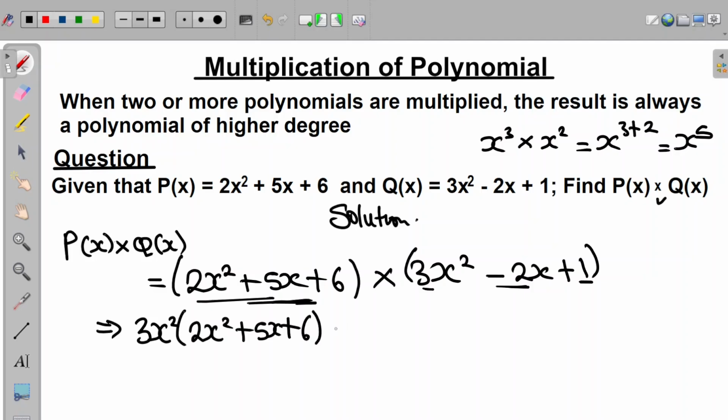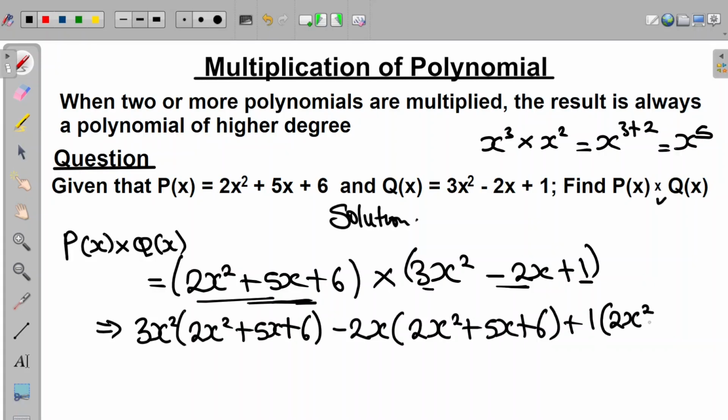We have it that minus 2x, open the bracket, 2x² + 5x + 6. Also, lastly, we have that plus 1, open the bracket, 2x² + 5x + 6. That will close up the bracket. Now, if we open the bracket, we have that 3x² multiplied by 2x² is equal to 6x⁴.